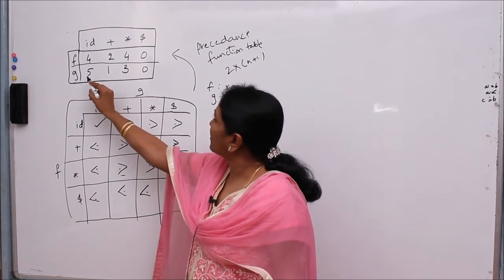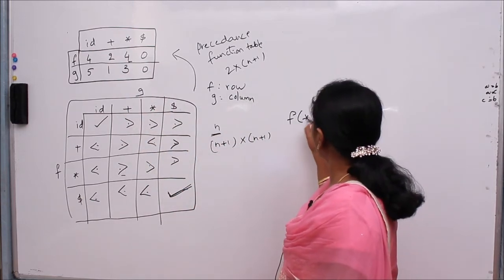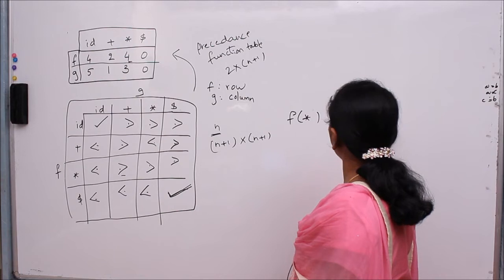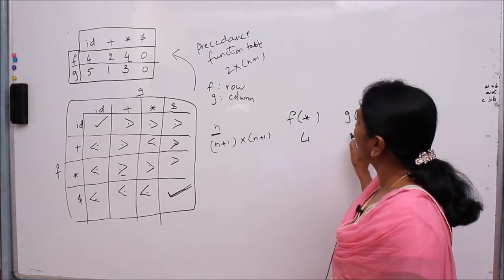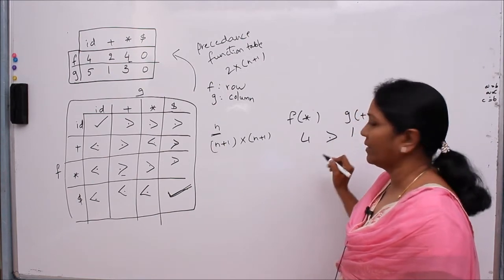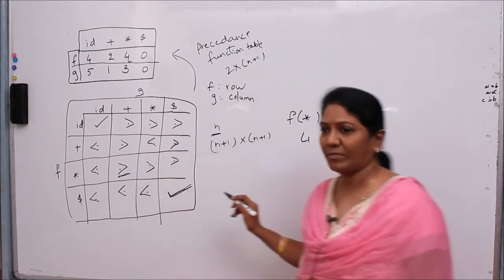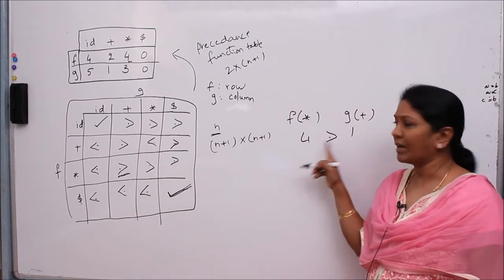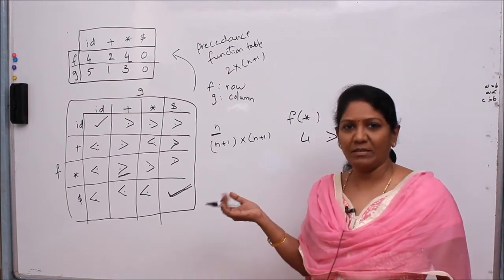What is f star? F star is 4 and g plus is 1. So 4 is greater than 1, hence greater. That is how the relation is preserved here. Since 4 is greater than 1, compare the two numerical values. That comparison gives you the precedence relation.